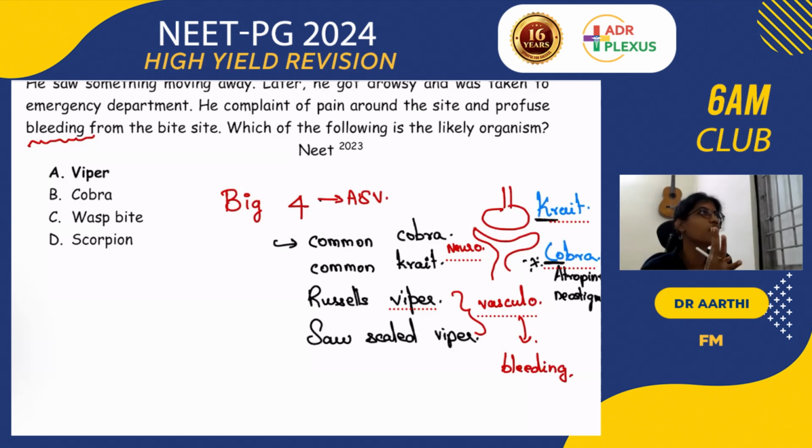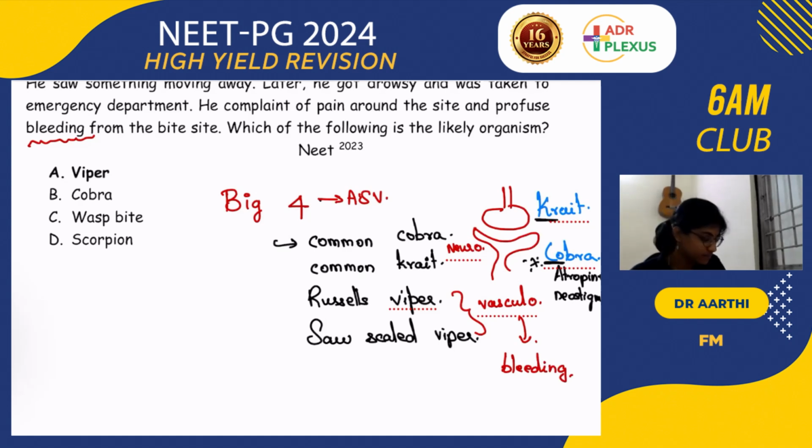Only in these big fours can anti-snake venom be given. Your atropine neostigmine treatment is mainly for cobra. But again, very rarely it's useful in krait. So mainly it's for cobra only, so stick to cobra only. Occasionally, when they try to confuse you, take the big four as the first clue.